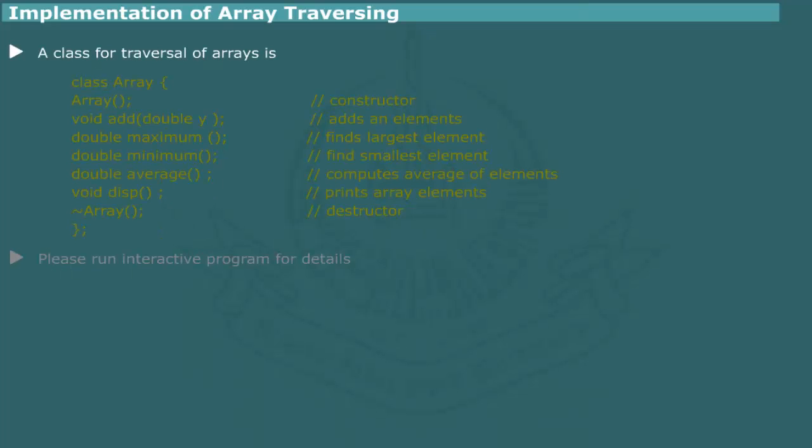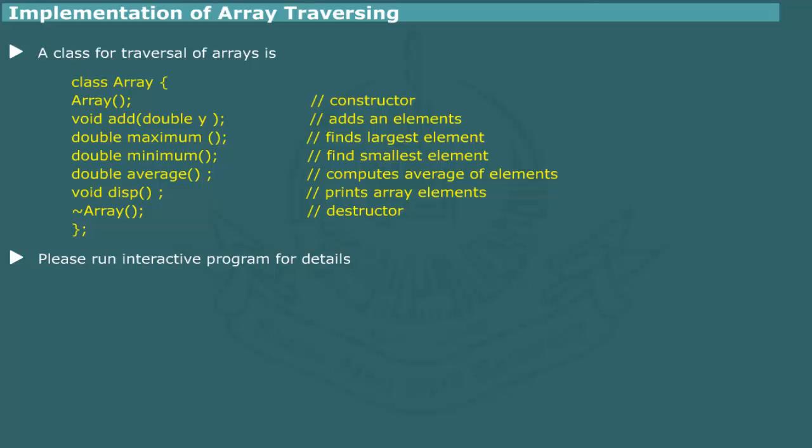Implementation of array traversing. A class for traversal of arrays is shown. It includes 4 methods to process an array of real numbers. Maximum determines the largest element in the array. Minimum finds the smallest element in the array. Average computes the average of all elements included. Display prints the array elements. The detailed coding of all methods is given in the demonstration.